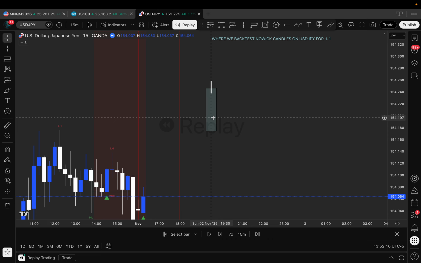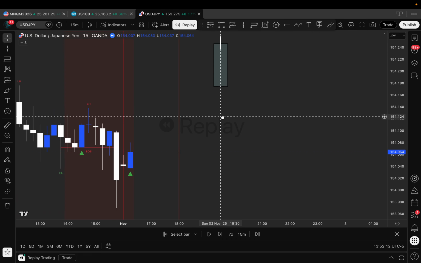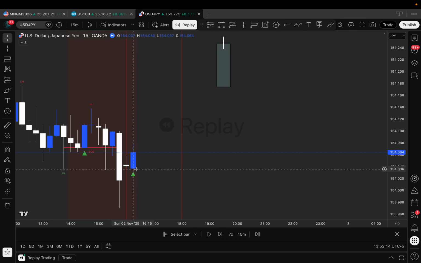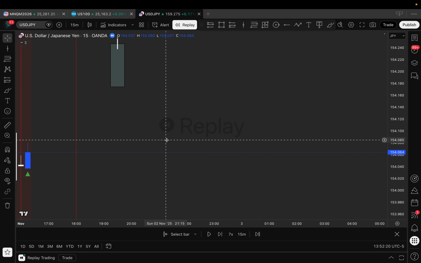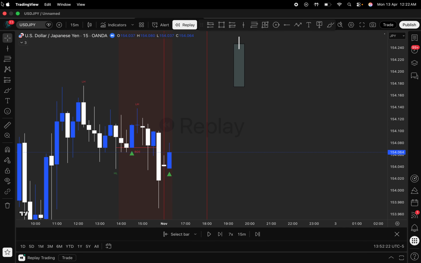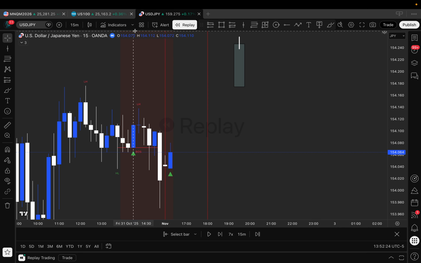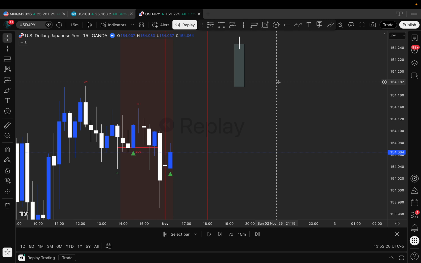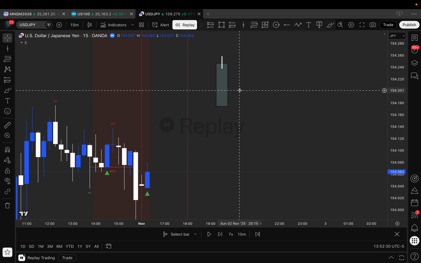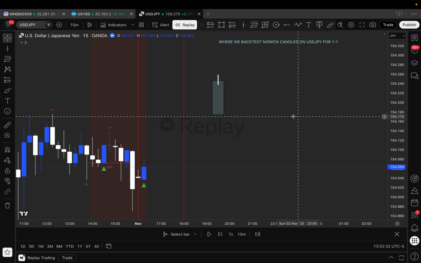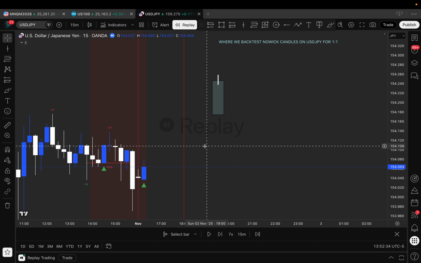If you just put your cursor on any candle, the chart itself will show you the open, high, close, and low of the candle, which you can see here. On any candle, this is the open, this is the high, this is the low, and this is the close. So we will be trading No-wick candles here.